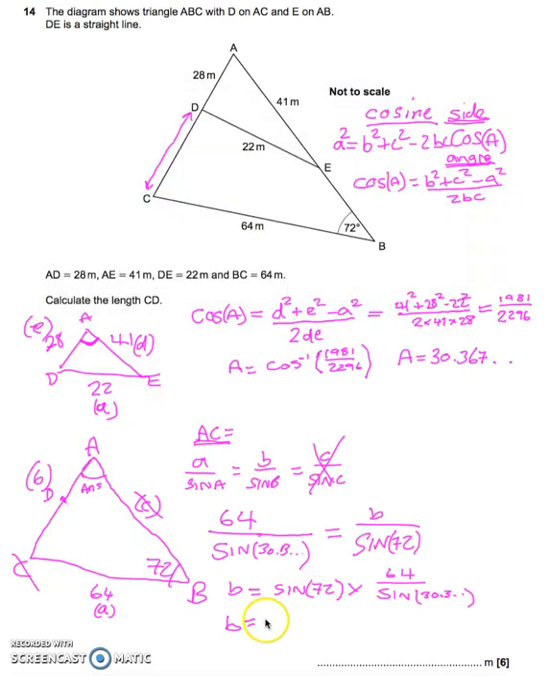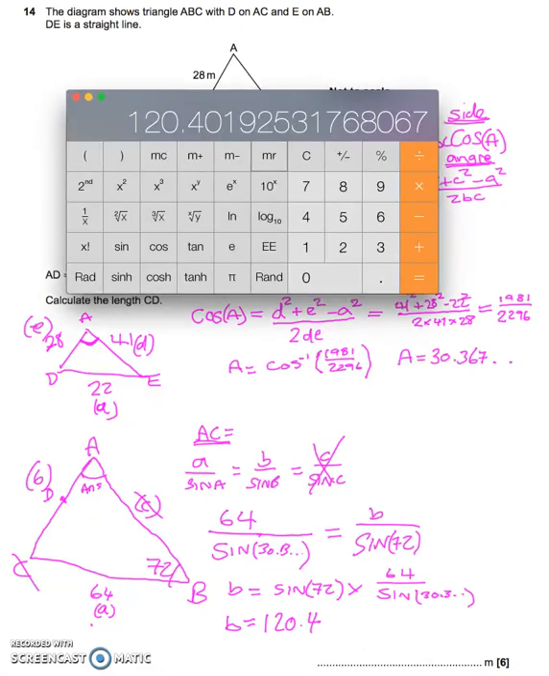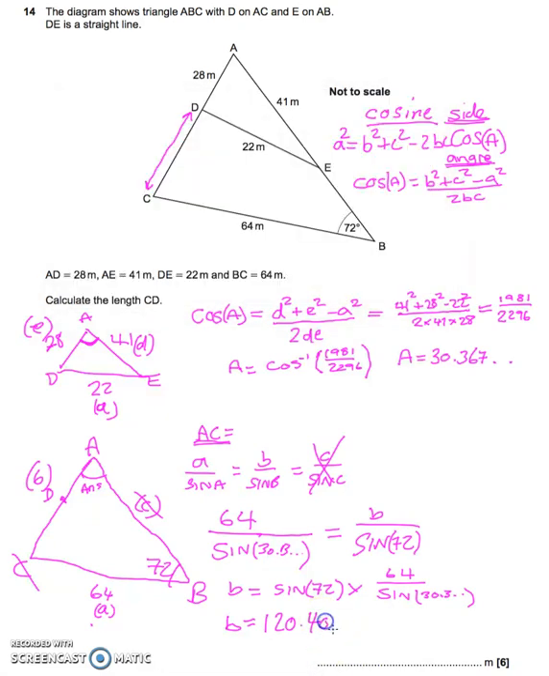So 120.4 and some other numbers. Remember, I've rounded it now because the memory didn't work brilliantly. So that's the rough, it's fairly accurate, measurement in meters. So A to C is 120.4 something meters. All you've got to do is take away that 28 and you've got your final answer.